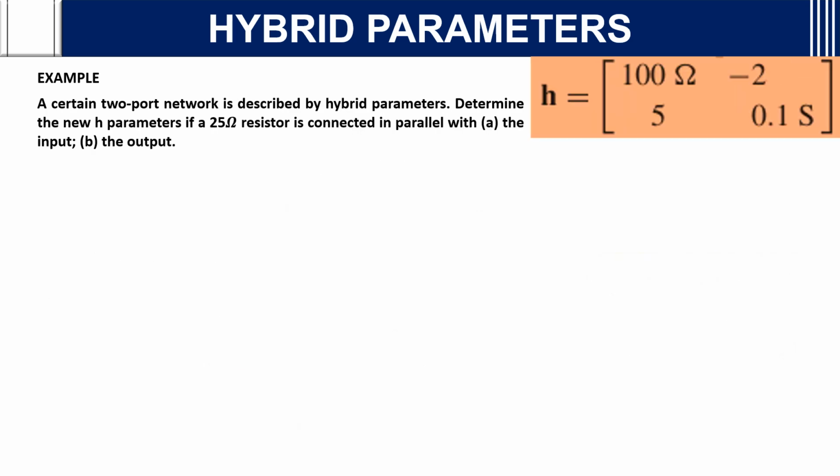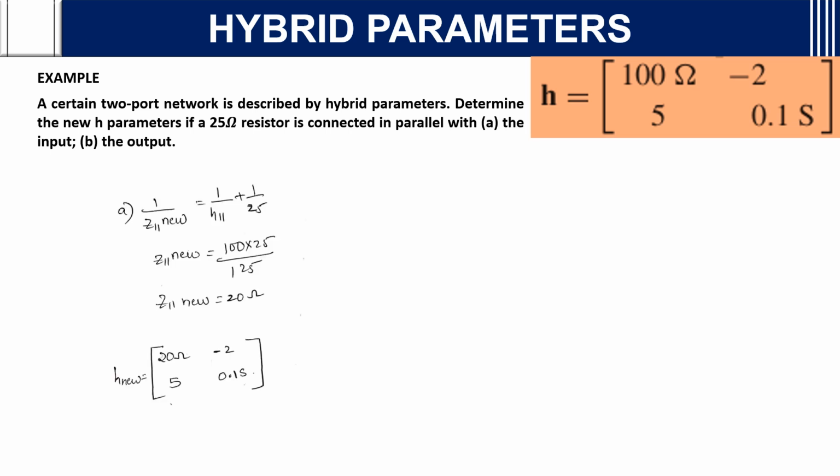A certain two-port network is described by hybrid parameters. Determine the new H parameters if a 25 ohm resistor is connected in parallel with the input and the output. They are asking only that. What they are telling is that a certain two-port network's H parameters are given. They want the new H parameters if a 25 ohm resistor is connected in parallel with the input side and the output side. We will see how to do this. This is a little bit different question.